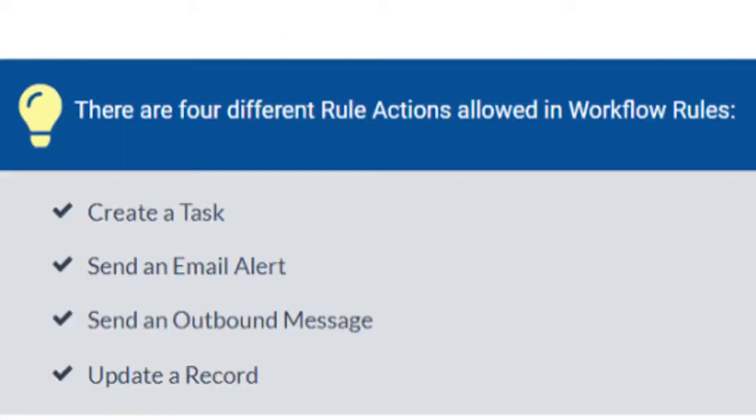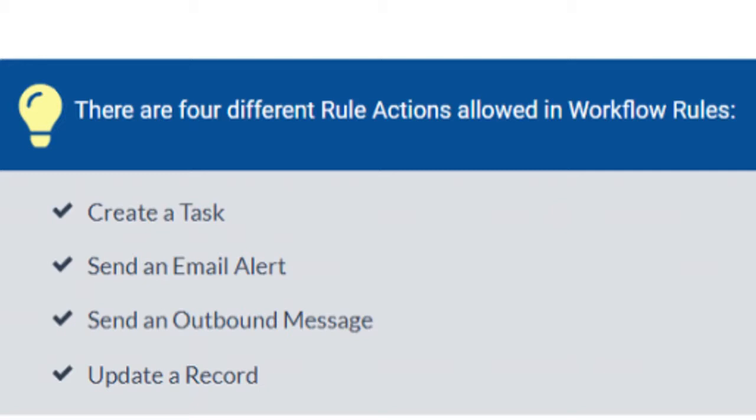Workflow has 4 types of actions and process builder has 8 types of actions. So we'll see the 4 types of actions of workflow. The first one is sending email, the second is field update, the third one is assign a task, and the fourth one is outbound messages.